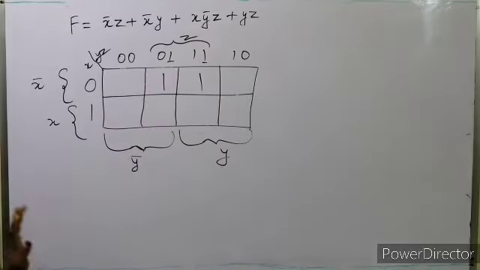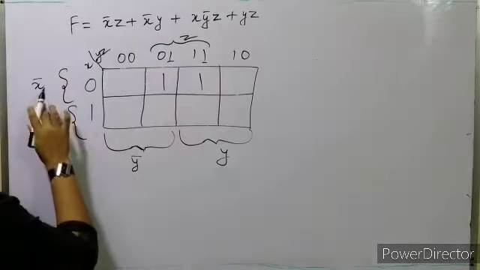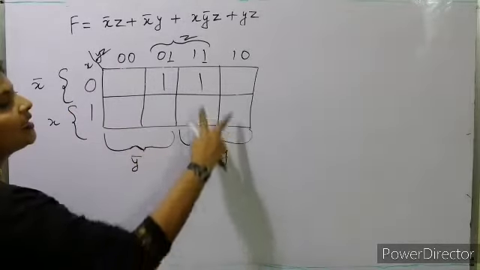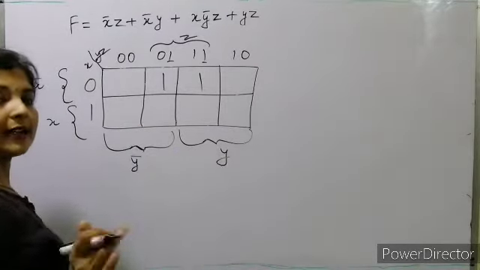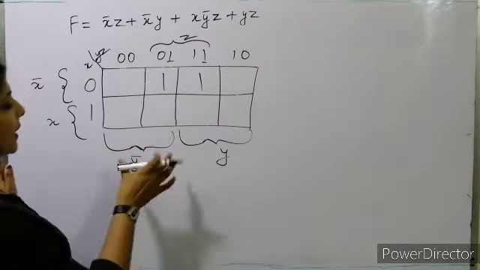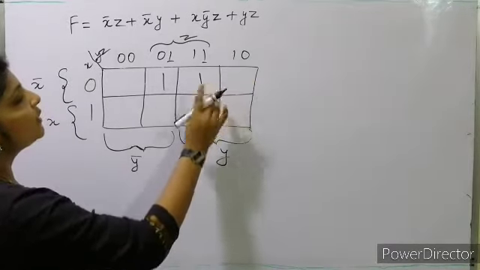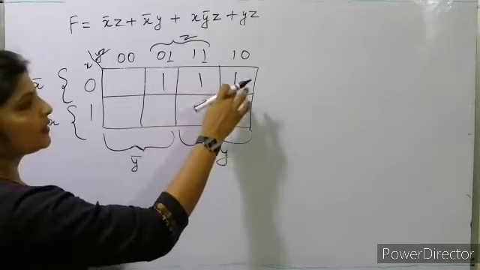Now x bar y. So x bar, again this same row, because x is 0, and where is y? In these two columns y is 1. Otherwise, the complement of y is 0 here. So y is 1 here. So in these two columns we'll write 1. The 1 is already here, so we'll write here only.